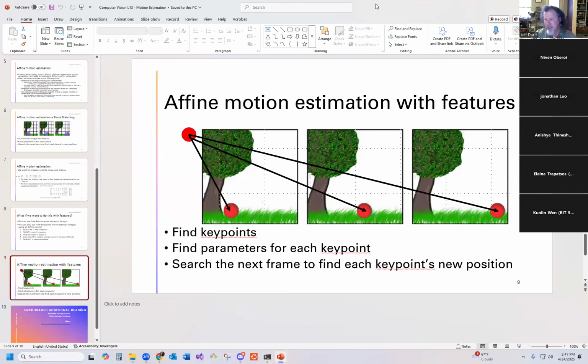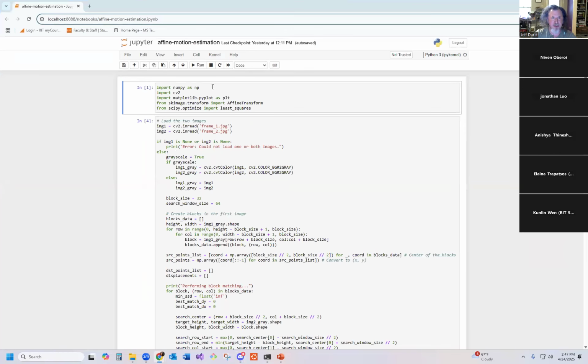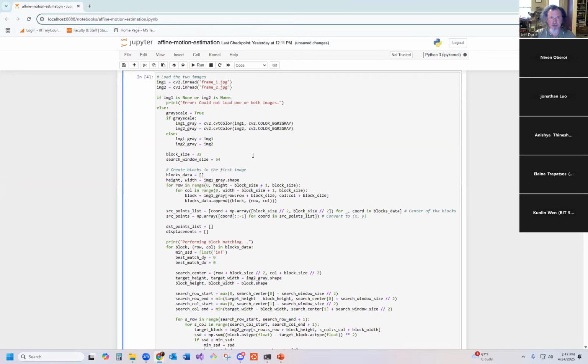I was able to put a demo of this together. So I'm going to switch over to this notebook. All right, so we're going to take a look at just our simple images with the tree and the ball, and looking at creating an affine motion model. Our first way we're going to do it is we're going to look at 2 frames of tree and ball, and we're going to do a block search.